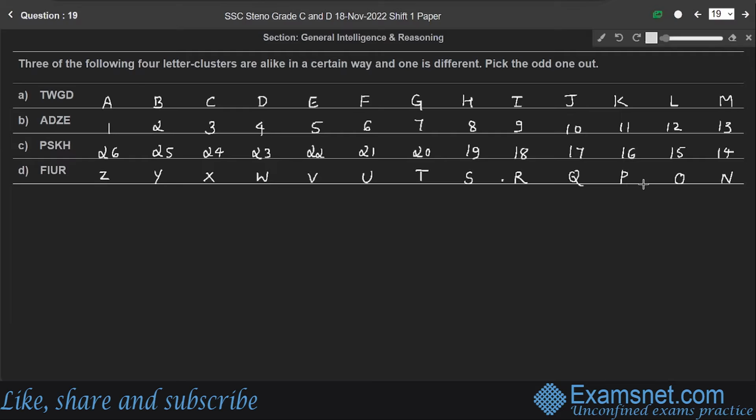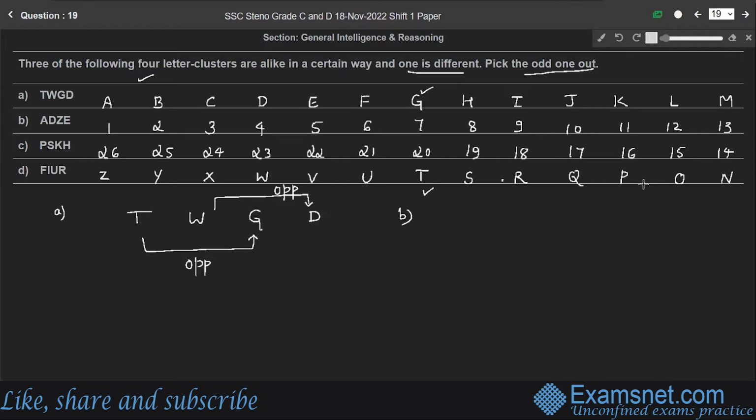Question number 19. Three of the following four letter clusters are alike in a certain way and one is different. Pick the odd one out. We'll consider option A. So T, W, G and D are the letters. Here, first and third letters, T and G. Look at the letter T and G, which are opposite letters. And W and D, these two letters are also opposite letters. Second and fourth letters are opposite letters.